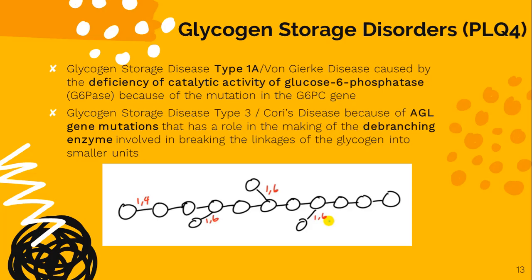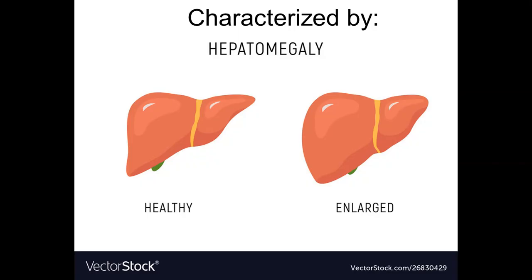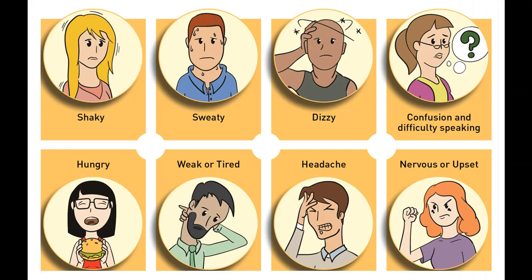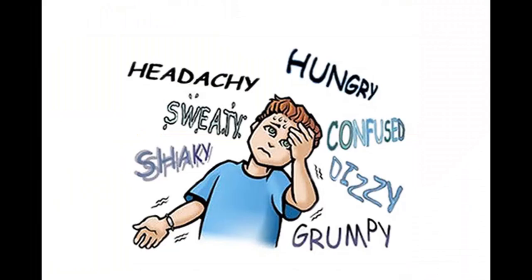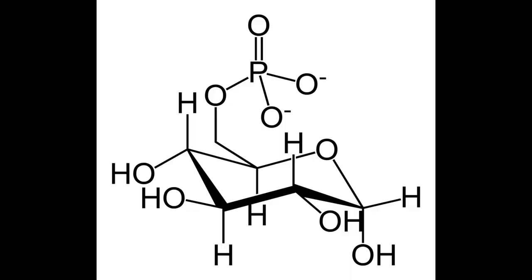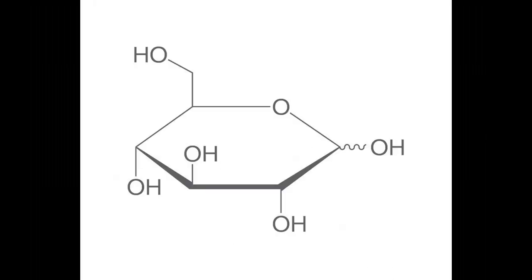There are various glycogen storage disorders that can affect the metabolism of glycogen in our body. First, glycogen storage disease type 1A or von Gierke disease, which is caused by the deficiency of catalytic activity of glucose 6-phosphatase because of a mutation in the G6PC gene. Because there is no glucose 6-phosphatase enzyme, your body builds up glucose 6-phosphate. Why? Because your body can't form free glucose.